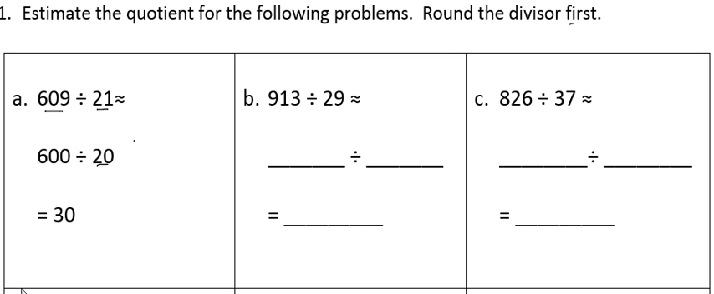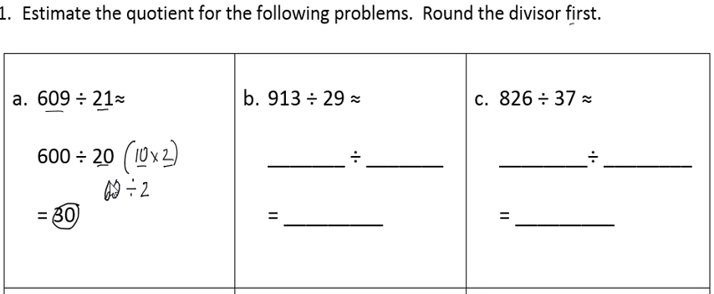I'm going to think of 20 as the same as 10 times 2. When I round my dividend, I want to make sure that it is a multiple of 2 and 10, so I will not have a remainder when I do my division. Since I could divide 600 by 10 and get an answer of 60, I know I can take that and divide it by 2 to get a final answer of 30.